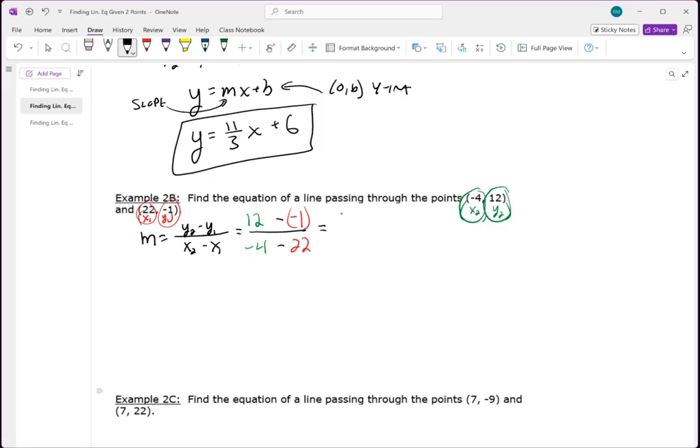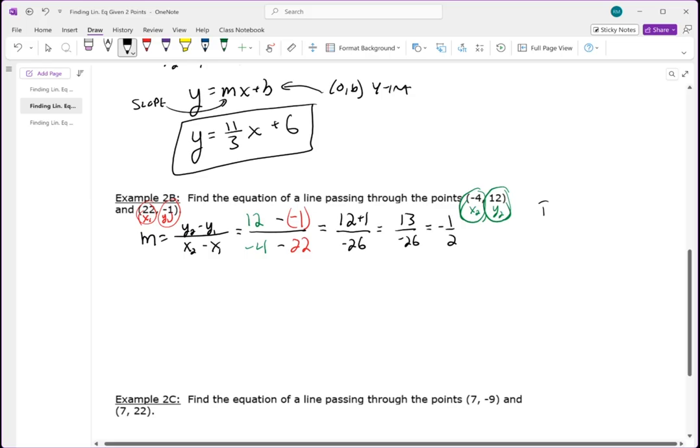Now this ends up being 12 plus 1 because a minus and a negative is going to equal a positive. The denominator is going to equal -26. So I'm going to have 13 over -26, which is going to reduce really nicely to -1/2. So again, the first thing that I did was I found my slope. Then the next thing I'm going to do depends on which form I want to use. If I'm using y equals mx plus b form, I'm going to write that down.